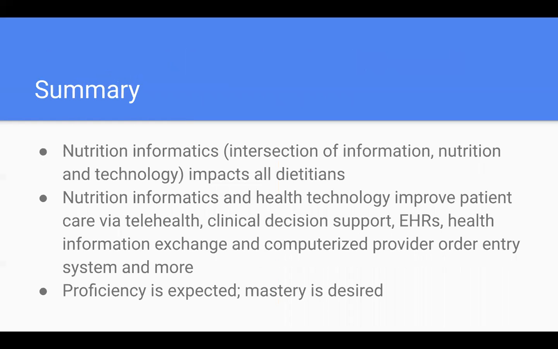So in summary, nutrition informatics, which is the intersection of information, nutrition, and technology, impacts all dietitians. Nutrition informatics and health technology improve patient care via telehealth, clinical decision support, EHRs, health information exchange, and computerized provider order entry system, and more. And then proficiency is expected and mastery is desired when it comes to nutrition informatics.